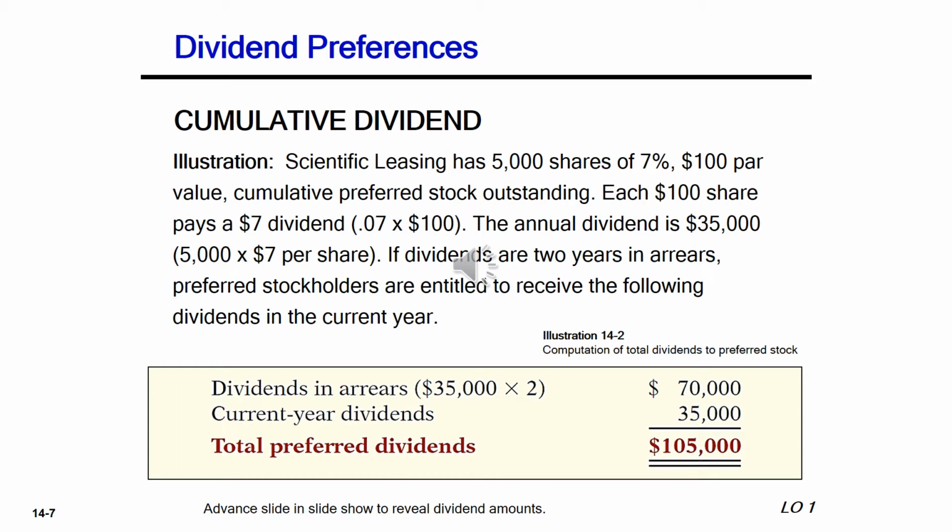If dividends are 2 years in arrears, preferred stockholders are entitled to receive the following dividends in the current year. So that would be the dividends in arrears, plus the current year dividends, which is $35,000 based on our calculation before. As we mentioned, $7 multiplied by 5,000, the number of shares. And that will give us the total preferred dividends for that year, which is basically the dividend for the current year and any cumulative dividend from previous periods.